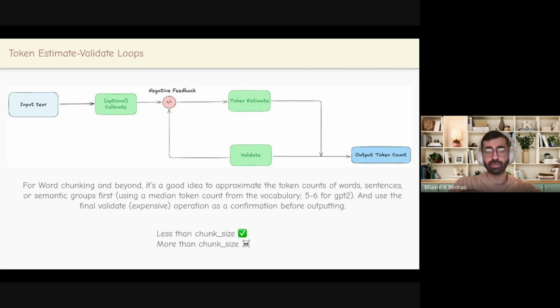So that's how we do it: we first estimate the tokens. The estimation is done by a heuristic, which is essentially the median token count for GPT-2 or Llama 3, around 5 or 6. I calculated the mean as well, which was around 6.38 for GPT-2 and 6.58 for Llama tokenizers. So we approximate it at about 6 characters per token.